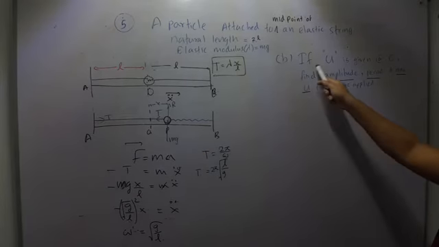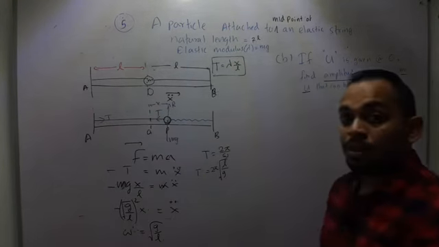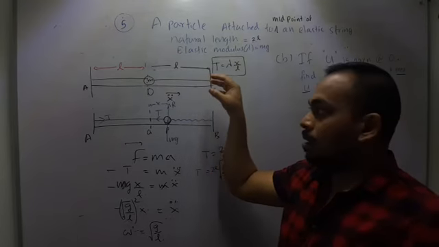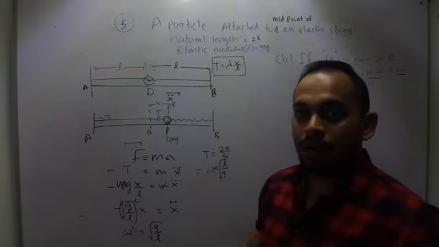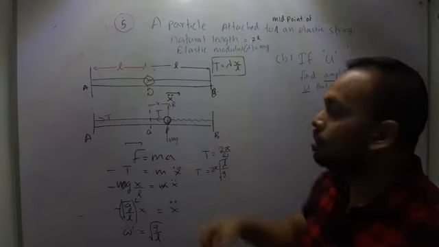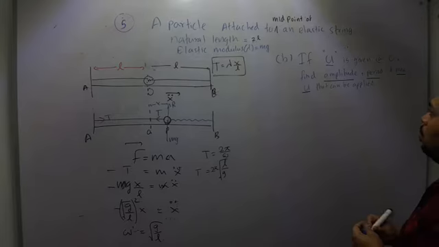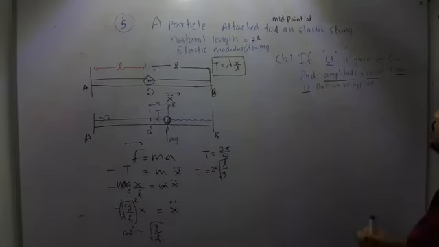Now for part B, if U is given at O, suppose the particle is at rest, right? Then you are giving the particle an impulse. So due to this impulse, it will acquire a velocity at the point O. Suppose that velocity is U. If U is given at O, that means at x equals 0, the velocity is U. Find the amplitude, period, and then the maximum U that can be applied.